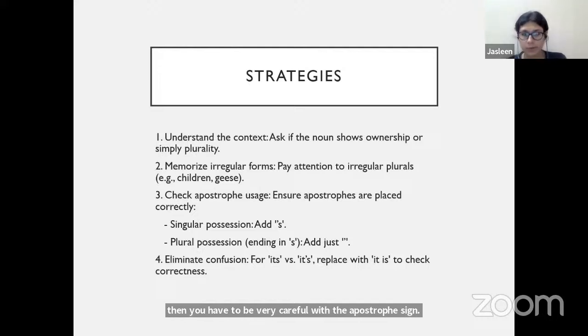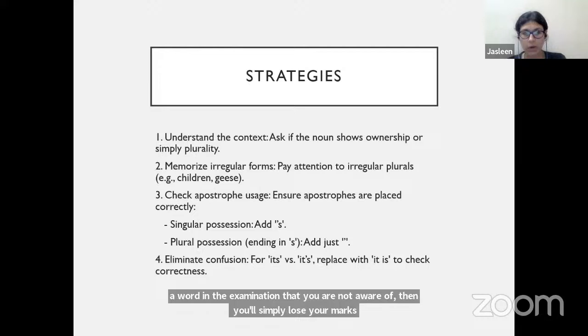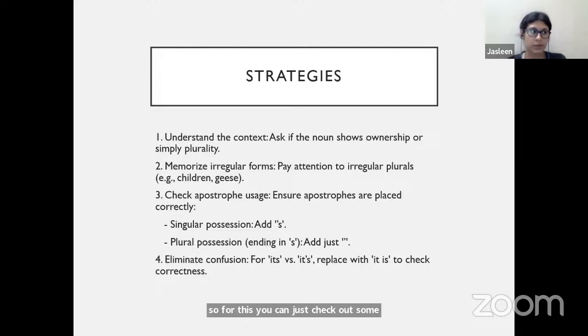Memorize irregular forms. Yes. So, children, geese. There are many more irregular forms that you need to memorize, because sometimes, if you have a word in the examination that you are not aware of, you'll simply lose your marks. For this, you can just check out some websites. Just search for singular and plural nouns, and you'll get a long list of words. You can just go through it once.